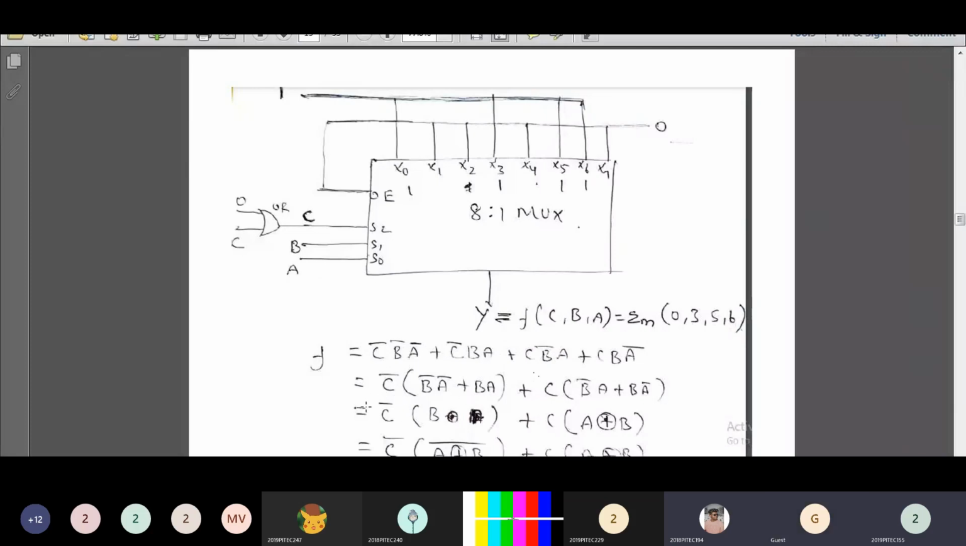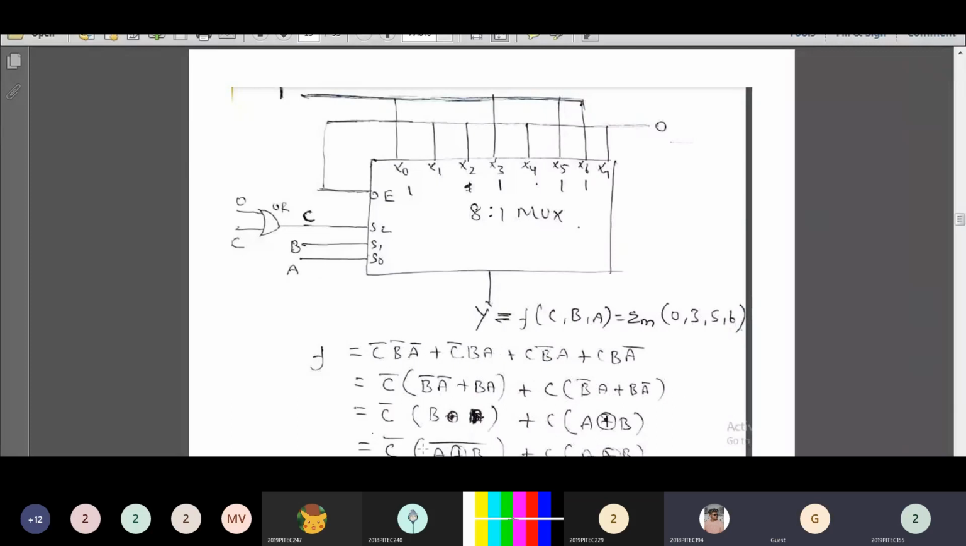Next, C dash of A bar B bar plus B A is nothing but B XNOR A. Okay, this is the logical expression for our XNOR gate. So it can be written as B XNOR A plus C of B bar A plus B A bar. This is the logical expression for our XOR gate. So it can be written as A XOR B.